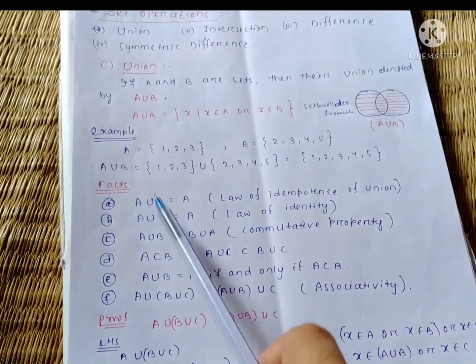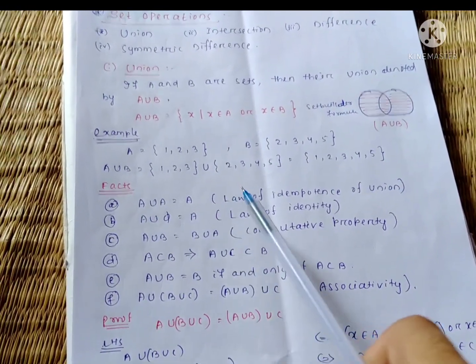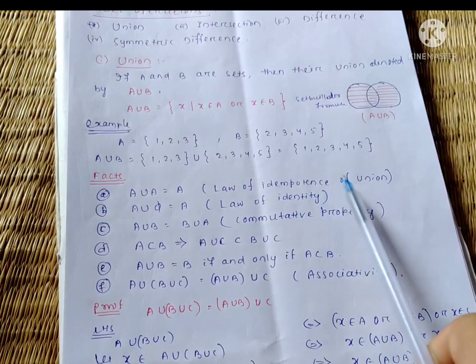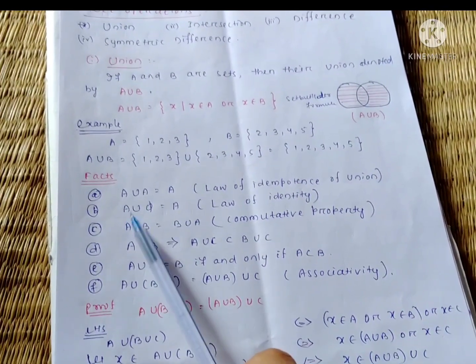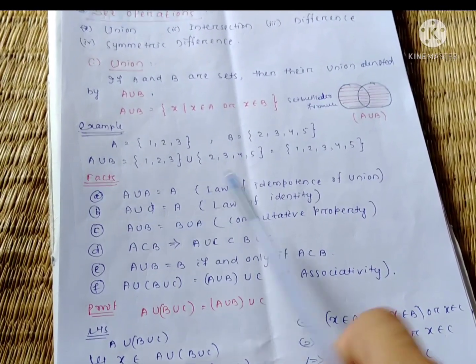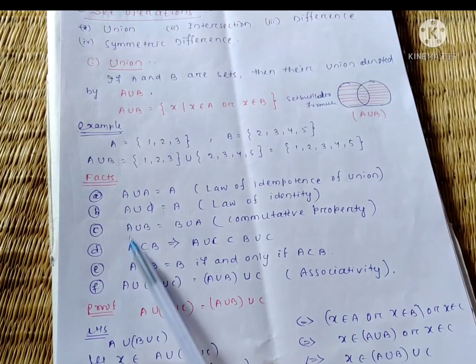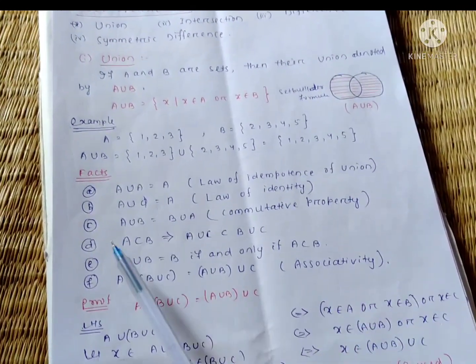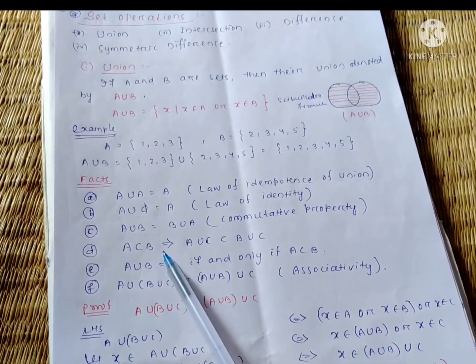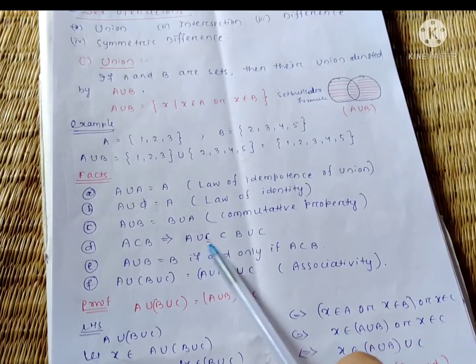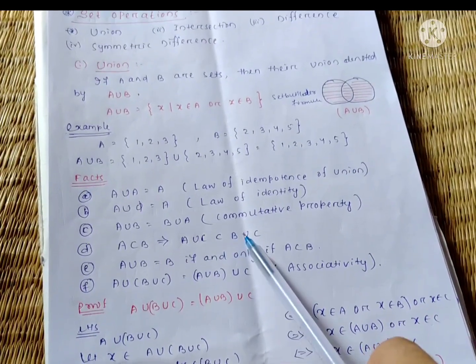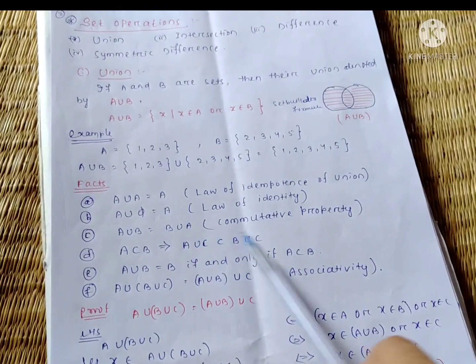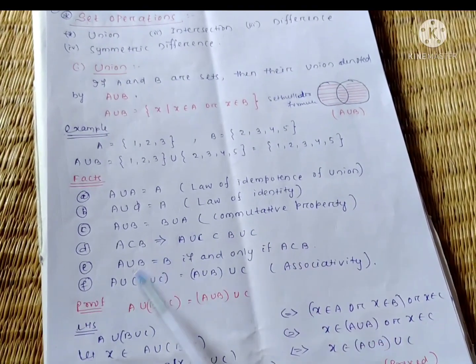पहला फैक्ट, A यूनियन A इक्वल टू A, जिसे हम लॉ ऑफ आइडेंपोटेंस ऑफ यूनियन बोलते हैं. A यूनियन फाई इक्वल टू A, लॉ ऑफ आइडेंटिटी. A यूनियन B इक्वल टू B यूनियन A, commutative property. And if A is a subset of B, implies that A union C is a subset of B union C, where C is any external set.